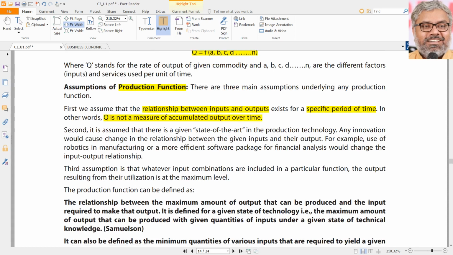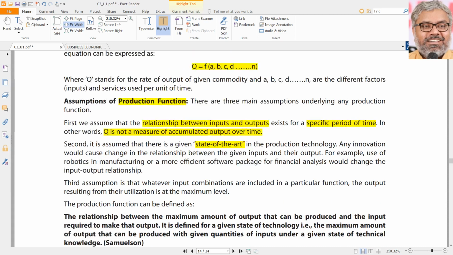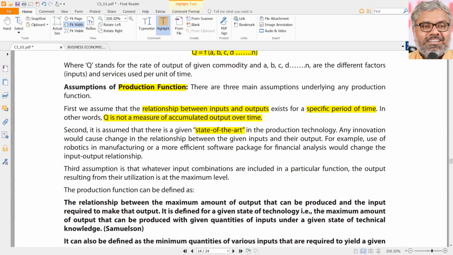Second assumption is that there is a particular state of the art in the production technology. In other words, the state of technology is already given, means fixed. If that changes, the entire production function changes. So for a production function, if at all we come to derive it with a lot of difficulty and suddenly there is a technology change, that function itself will become invalid.